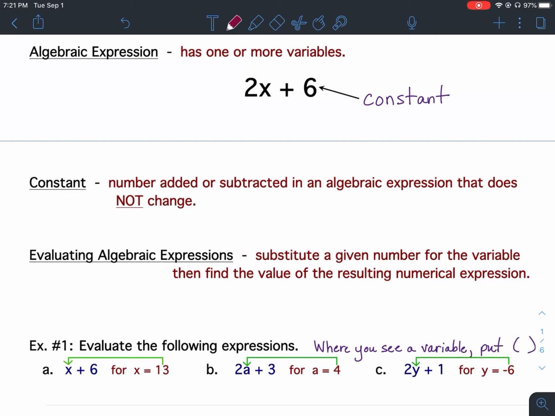When you evaluate algebraic expressions, you substitute a given number for the variable, then find the value of the resulting numerical expression. That's just a fancy way of saying they're going to give you a value for the variable, plug it in, and solve. When they give you the value for a variable, plug it in and solve. Before we go to example 1 and evaluating these expressions, I want to show you something.